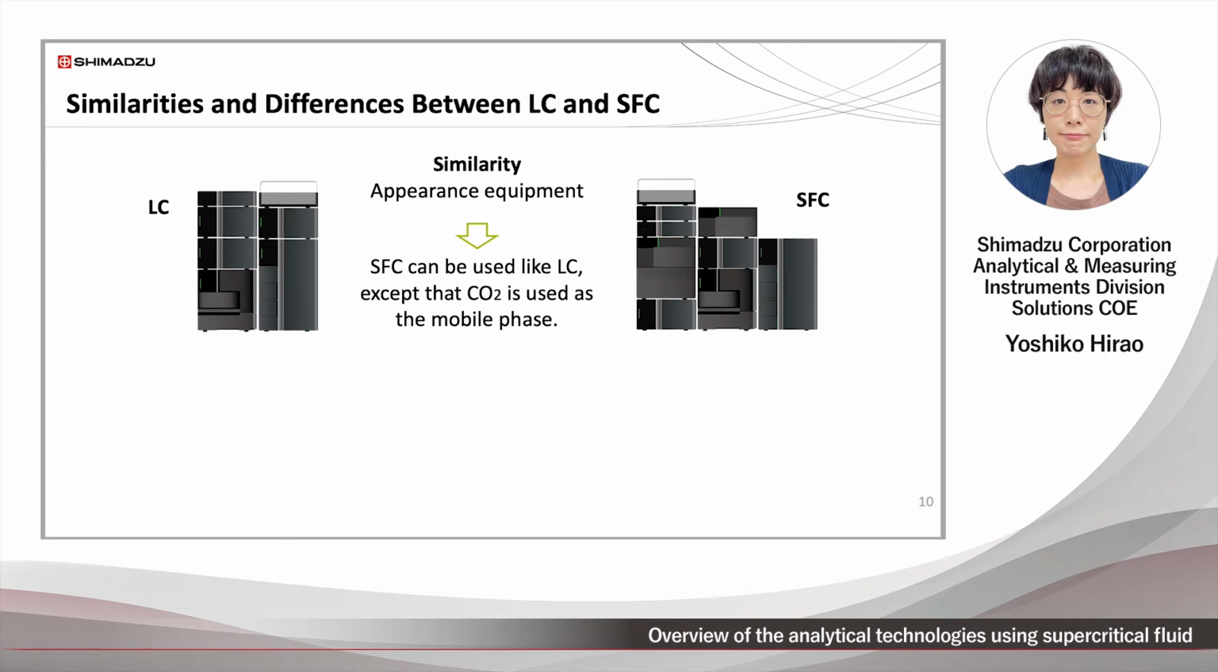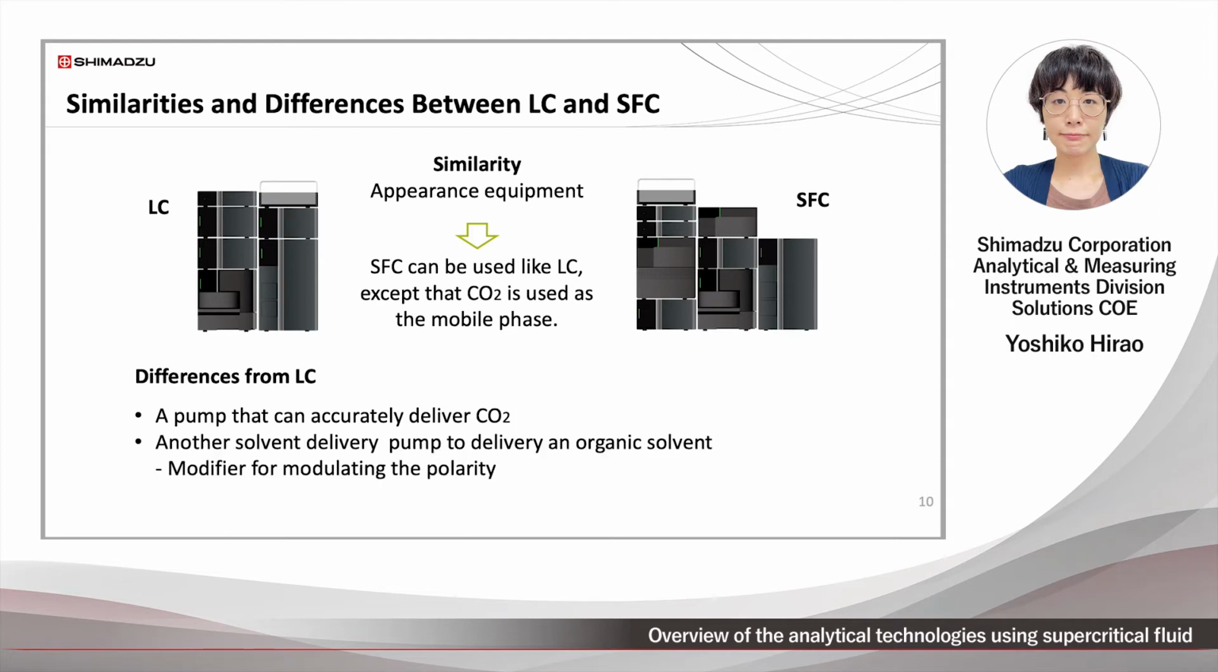There are three different points from LC. First, a pump that can accurately deliver carbon dioxide is used. Second, another pump to deliver an organic solvent, called a modifier, which is used for modulating the polarity, is used. Third, a pressure adjustment component to accurately pressurize carbon dioxide is required.